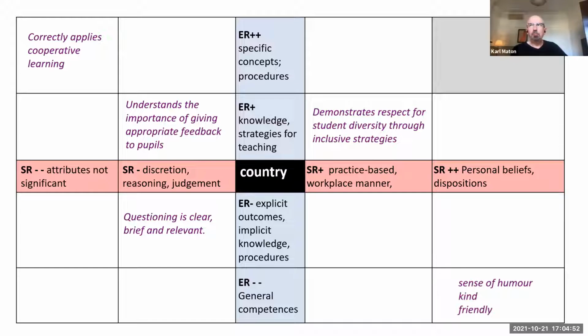Jennifer, do you have a quick comment or question? Yes, I have a quick question. If you had "demonstrates respect for student diversity and inclusive beliefs," where would that move to? Make a note of that, and then we'll get onto that one. And Ibn? I was just wondering if in any way your SR scale is related to the gazes.